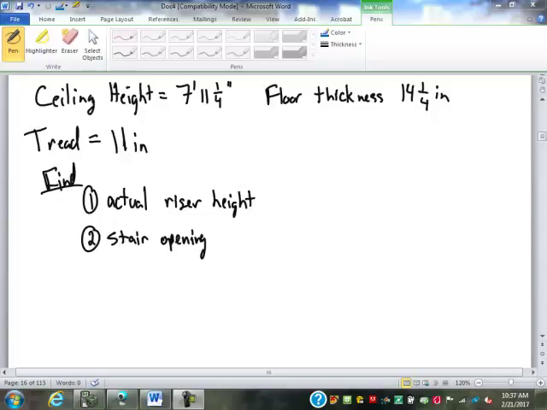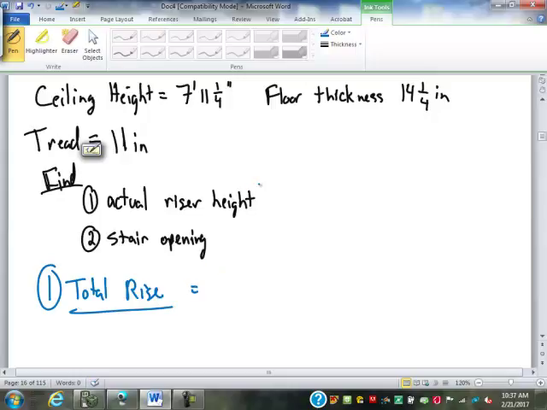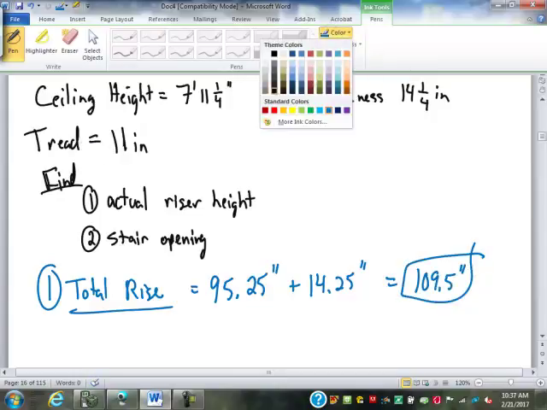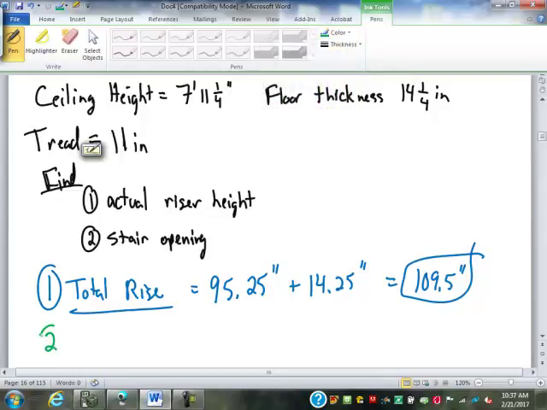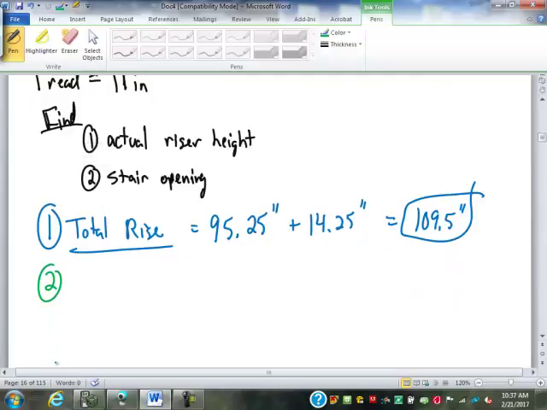So what's step one? To find the total rise, we're going to convert it all into inches. So 7 feet 11 and 1/4 is how much? 95.25 plus 14.25 gives us 109.5 inches. So we got 109.5 inches. What is step 2? Divide 109.5 by 7. Find the number of rises, and you are correct.